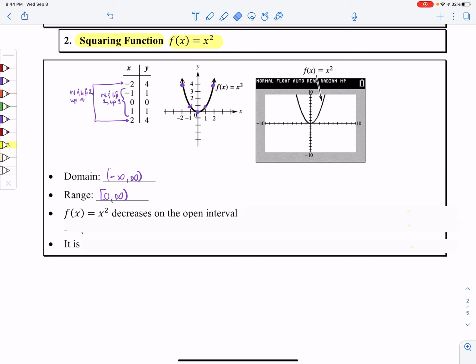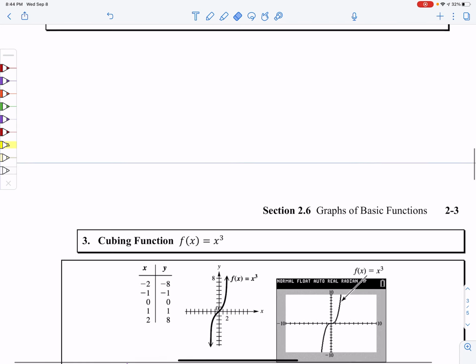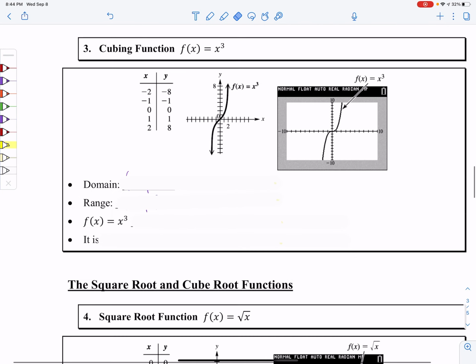This graph is going to decrease, first of all, from negative infinity to 0, and then it's going to turn around and increase from 0 to infinity. It is always going to be continuous. All right, parent number 3.